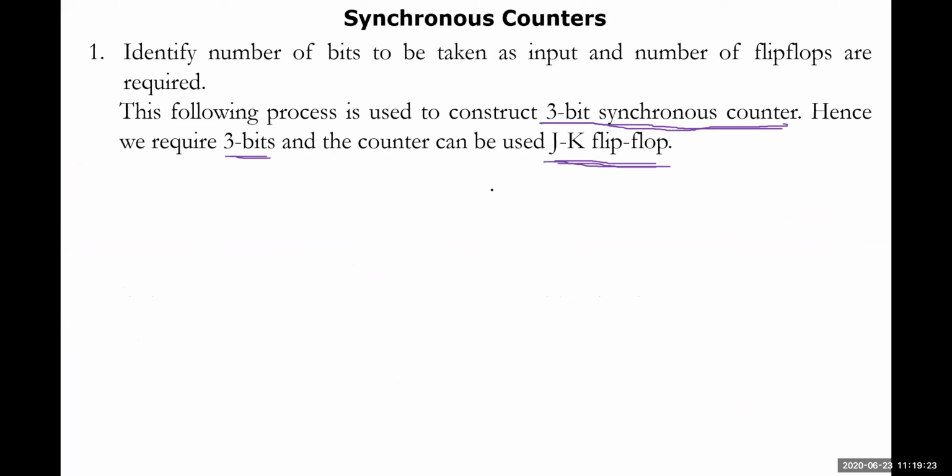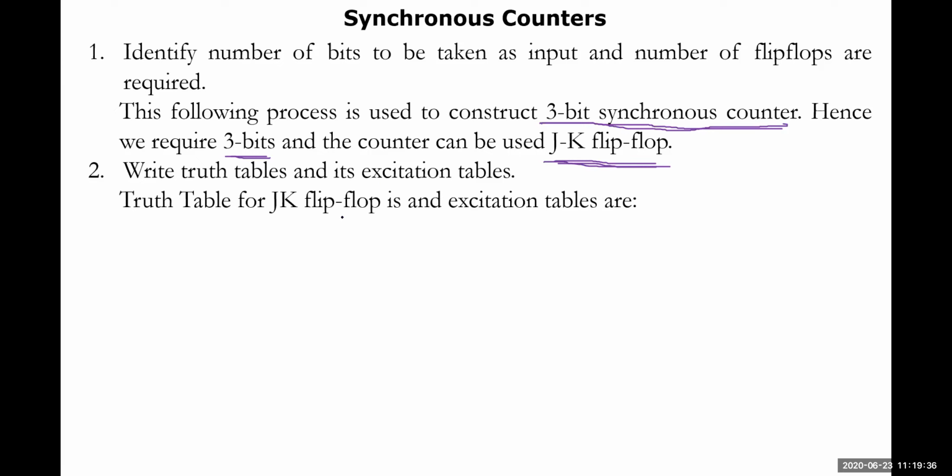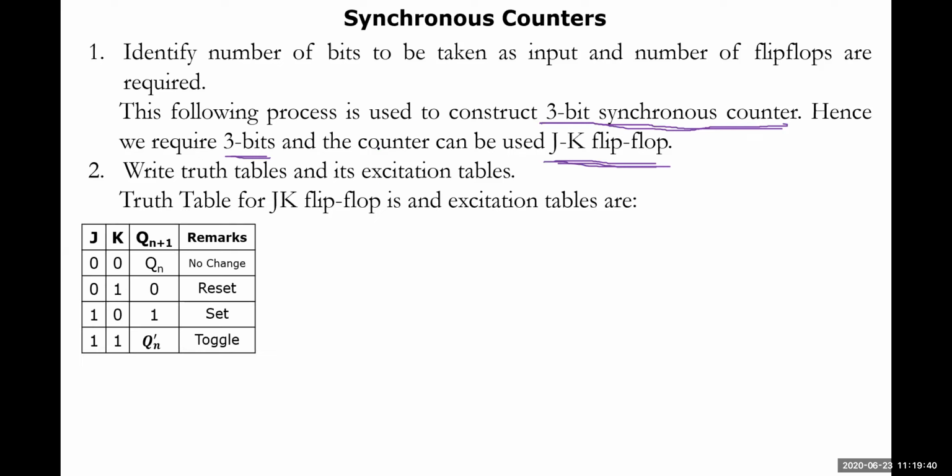And the second step is we need to draw the truth table of the JK flip-flop. From the truth table, we need to draw the excitation table. So let us take the truth table here. It is well known to us because we have learned this in the previous sessions. When J and K are equal to 0, whatever the previous output was, that previous output will be continued for the present state also.